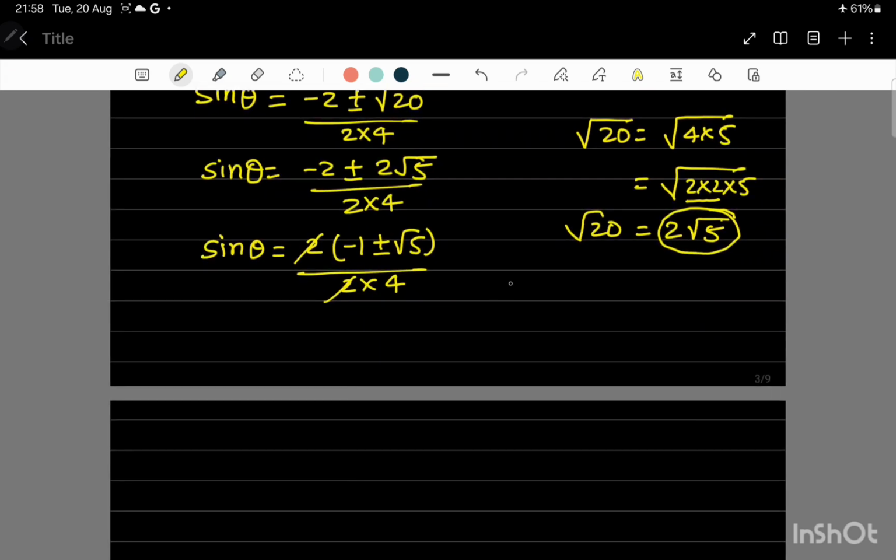So sin theta has 2 values. But we know that in the first quadrant, this is the first quadrant, sin theta is always positive.